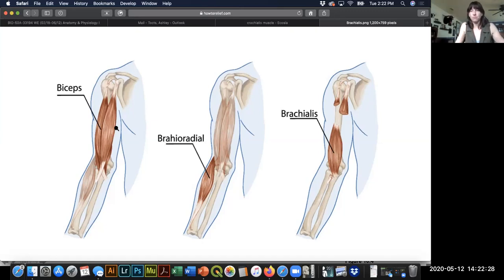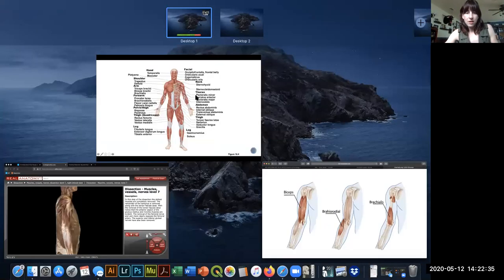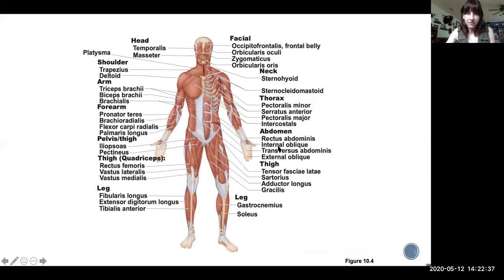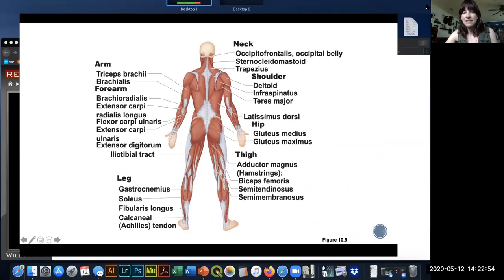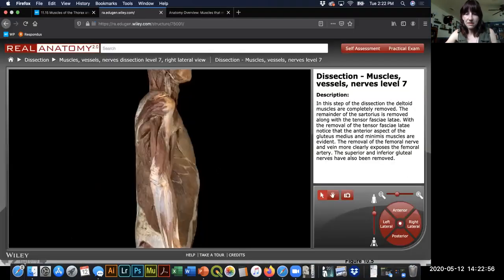So in anatomical position, this is the anterior side of your upper arm. On the posterior side, we have the triceps brachii, and you might suspect why it's called the triceps brachii. Similarly, it has three heads, right? Tri, three. So your triceps brachii is on the posterior side of the upper arm.